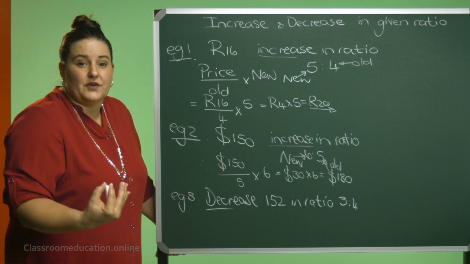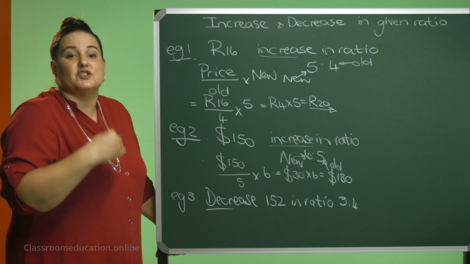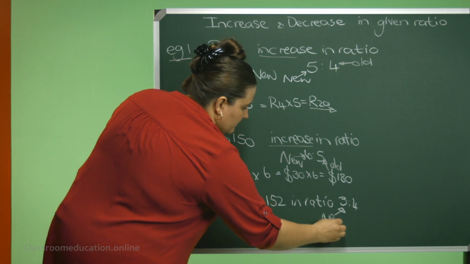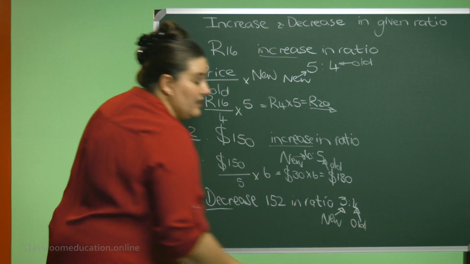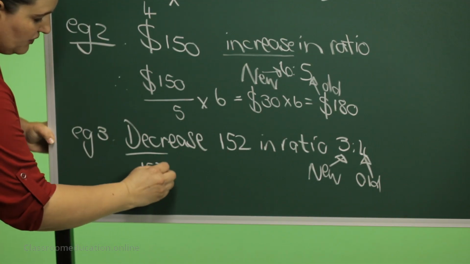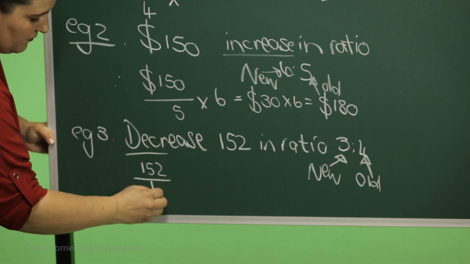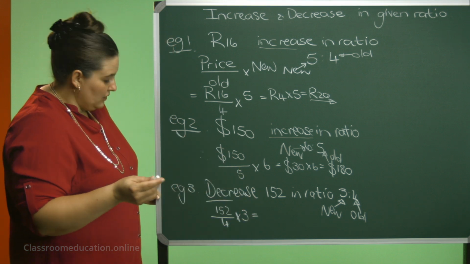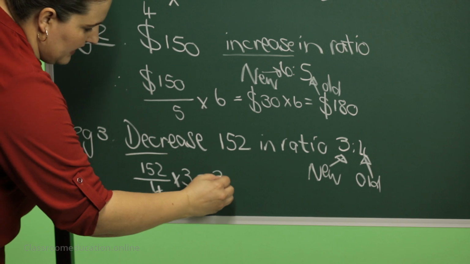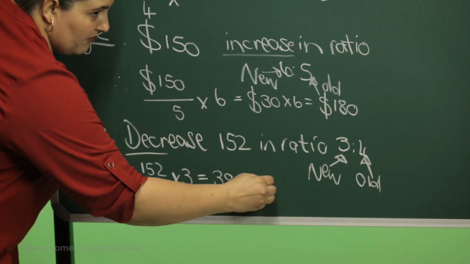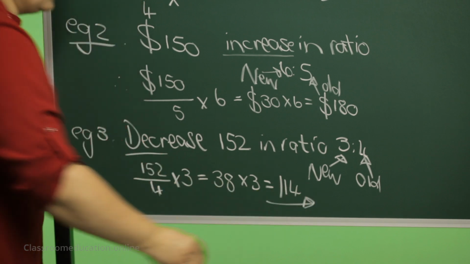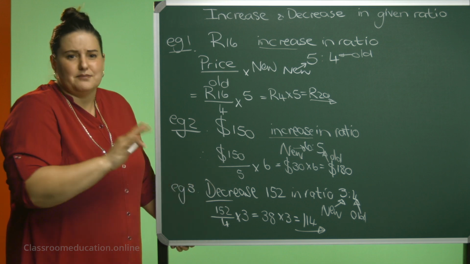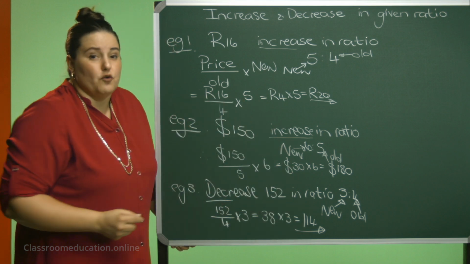Because we are talking about decrease, it means that the new value should be smaller than the old value. So the new value will be that 3, and the old will be the 4. So I'm going to say 152 divided by the old, that's 4, times by the new. So 152 divided by 4 will give me 38. And that times 3 will give me an answer of 114. Now I have decreased 152, whether it's rand, whether it's dollar, it doesn't matter. And it became 114.